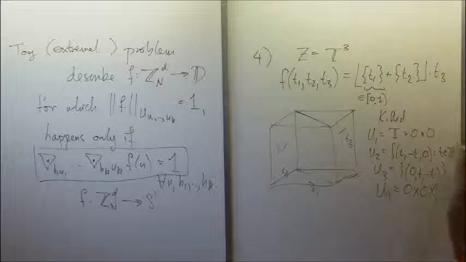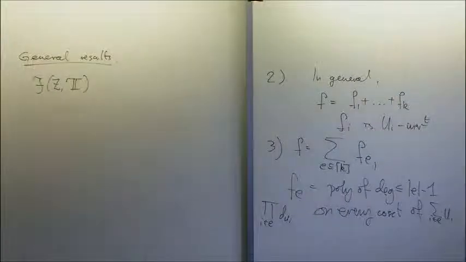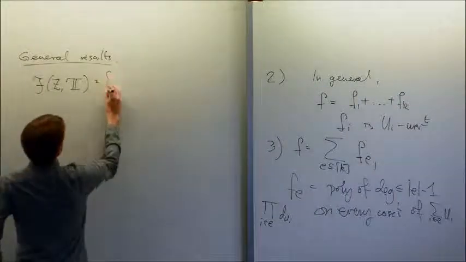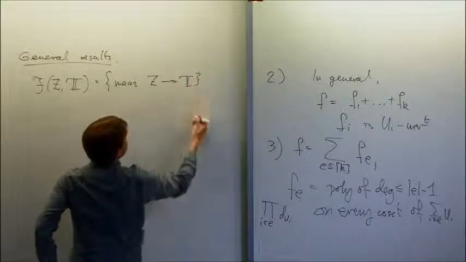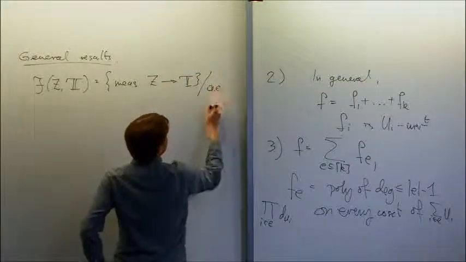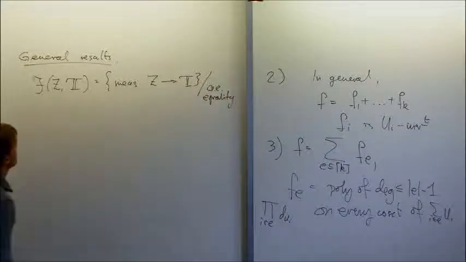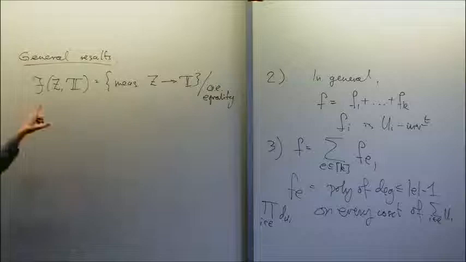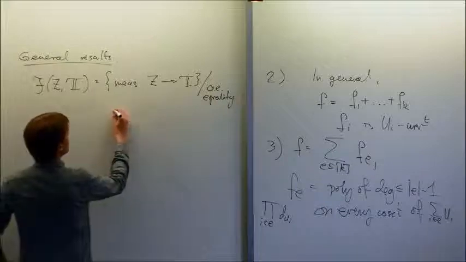So first, let me set up some notation. I'm going to write F of Z to T for the group of all measurable functions from Z to T. And as usual, I will allow myself to identify them up to equality almost everywhere. That doesn't matter at all for finite groups. Having done that, this carries a natural topology. You can see it as an L^p topology or so, or the topology of convergence in probability.